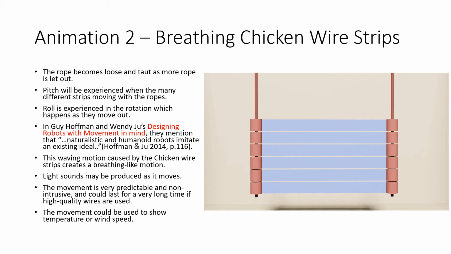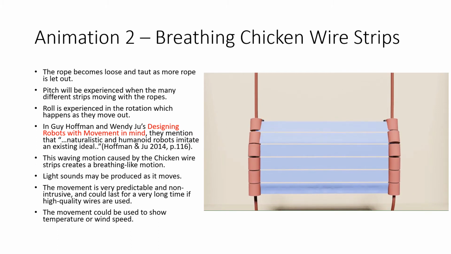In Guy Hoffman and Wendy Drew's Designing Robots with Movement in Mind, they mention that naturalistic and humanoid robots imitate an existing ideal. This creates a naturalistic type of motion, as it creates a breathing-like motion through the wave motion which is created through the ropes becoming taut and not taut.